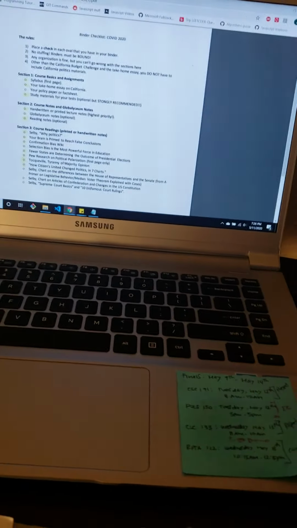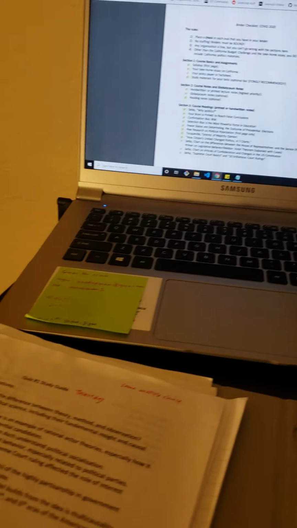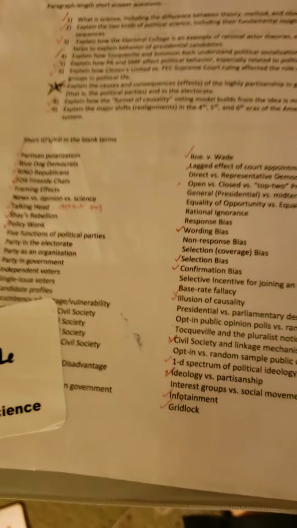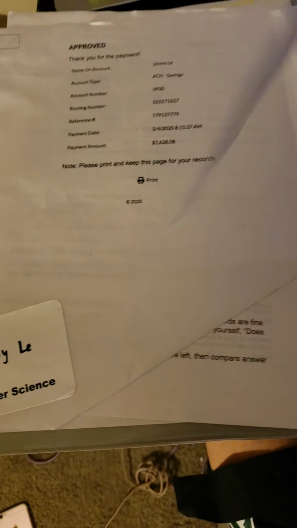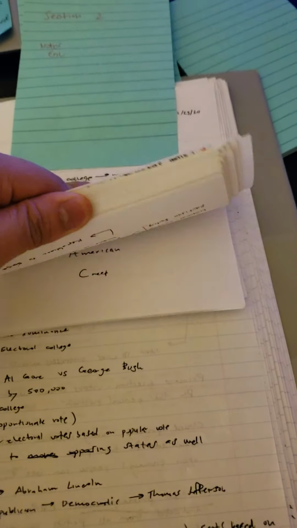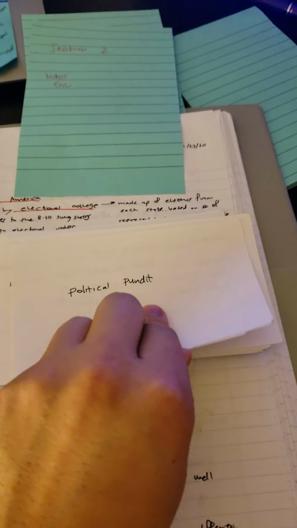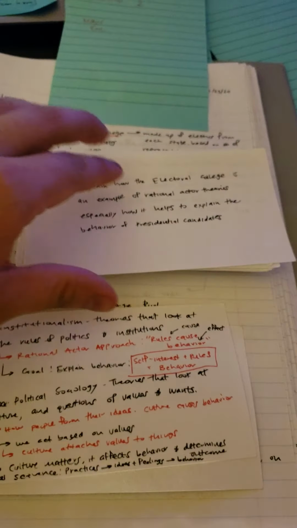To conclude section 1, the study material that I used to prepare for the midterm and the final was the study guide that was provided. And also, I made a huge stack of note cards so I could prepare myself for midterm number 1.